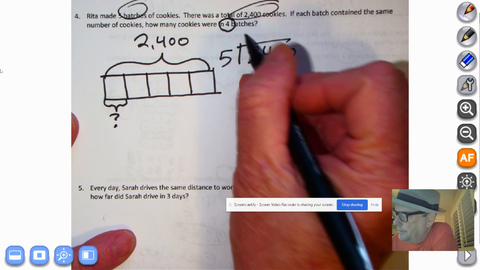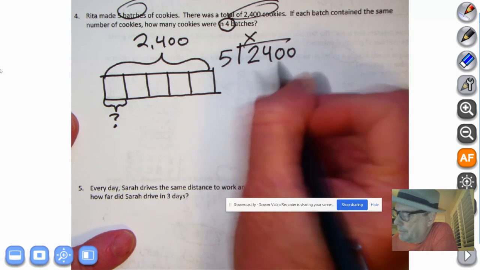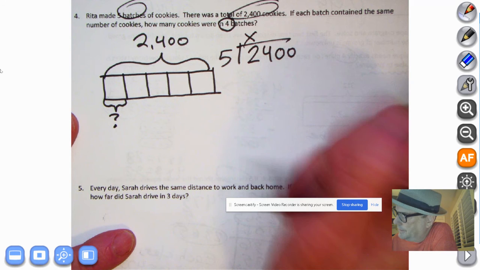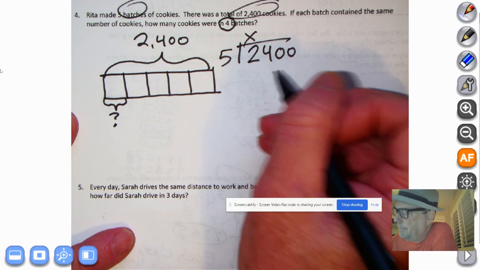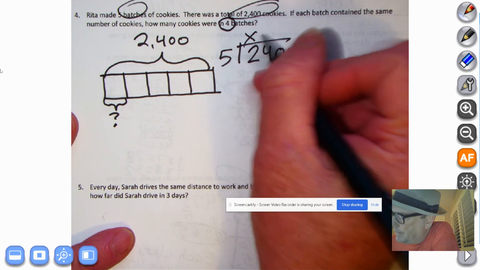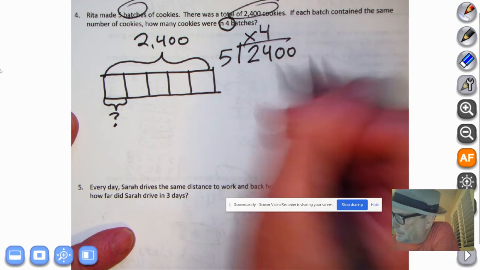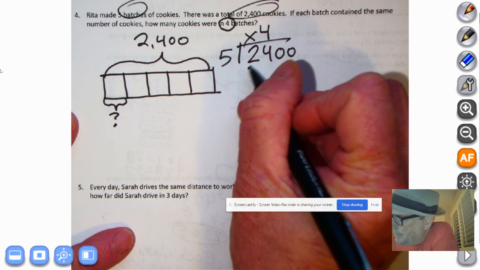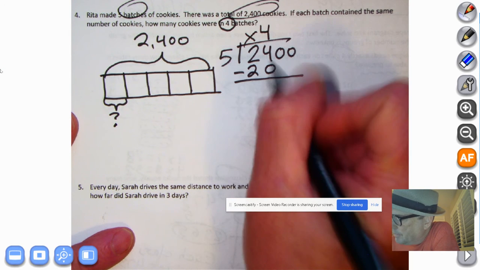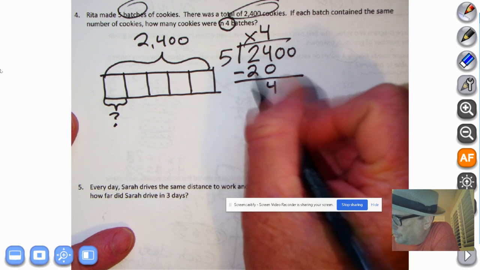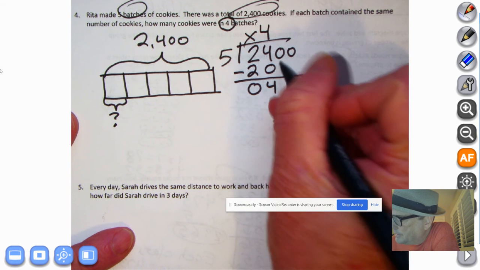5 cannot go into that 2. Remember, we would decompose it if we were dealing with the place value disks. So 5, 10, 15, 20, 25. 5, 10, 15, 20. So we're going to multiply 5 by 4. In this case, actually, it's 400. And we would get 20 or 2,000, as the case may be. 4 minus 0 is 4. 2 minus 2 is 0. Let's bring down a 0.